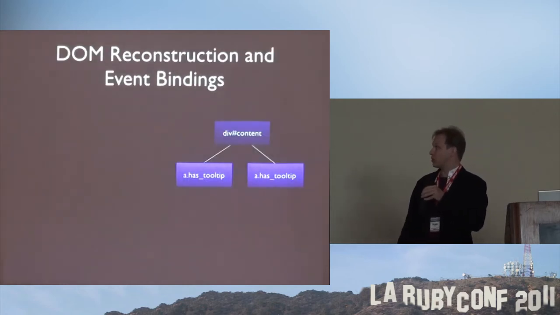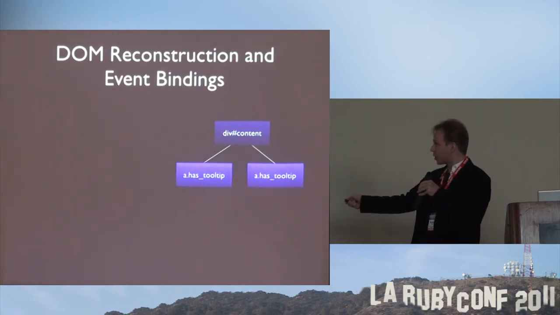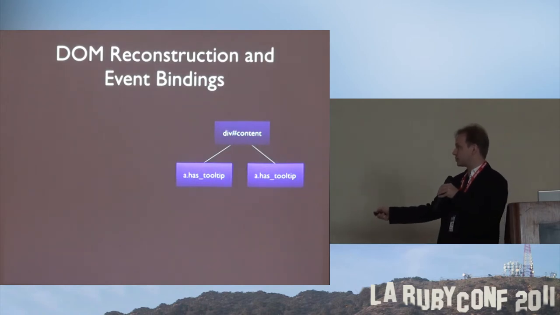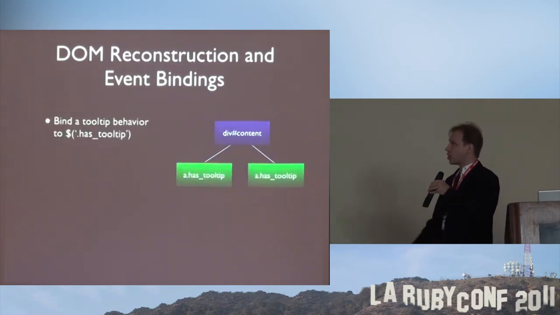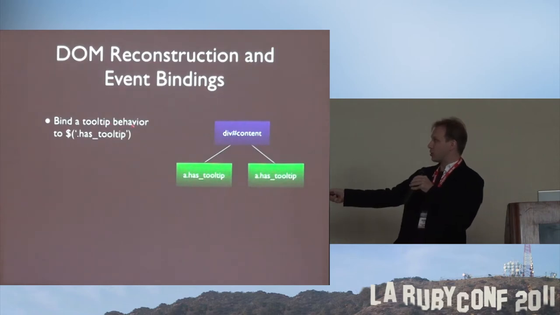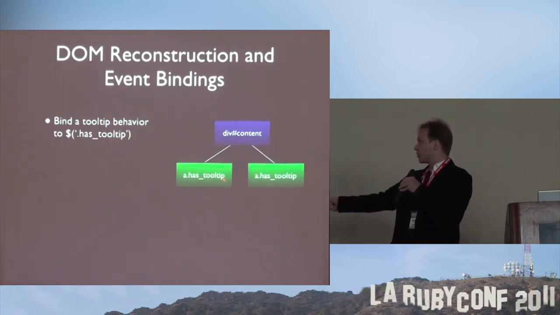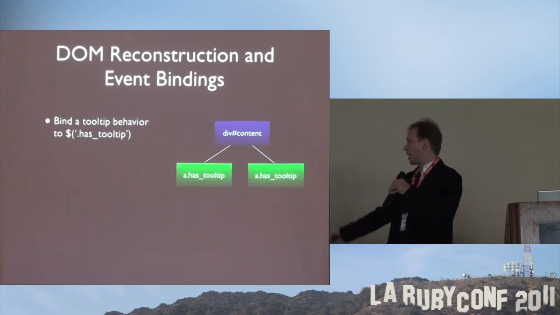To give you an example, let's suppose that we have this DOM here. We've got a div with the ID of content and two links with the tooltip class. If we then come along, using a little jQuery code, to bind some behavior to things with that class, then we have enriched these two DOM nodes with that behavior.